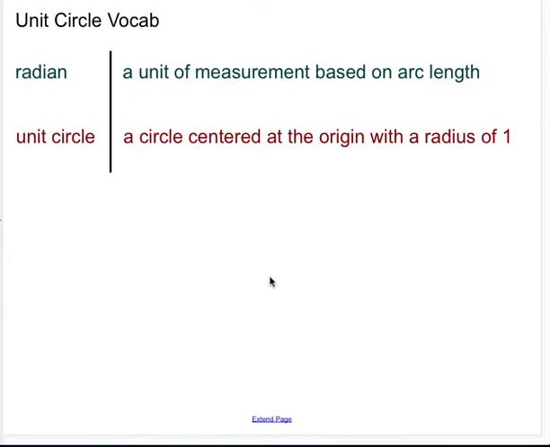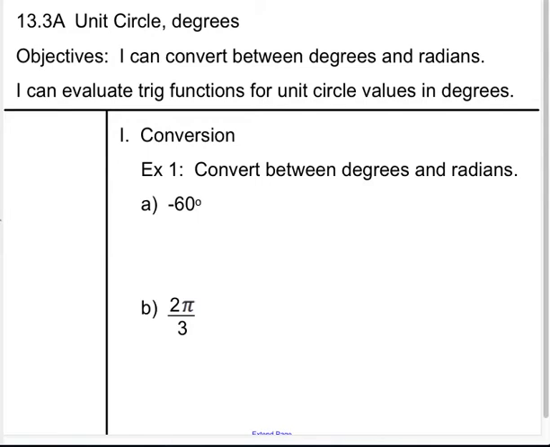So our next unit is the unit circle. We've got a couple of vocab for this section. The first is radian, and we're going to look at converting degrees to radians. Radians are a unit of measurement that are based on the arc length of a circle. And then the unit circle is a circle centered at the origin on the coordinate plane, and it has a radius of 1. So our objective today, as I mentioned, is to convert between degrees and radians.